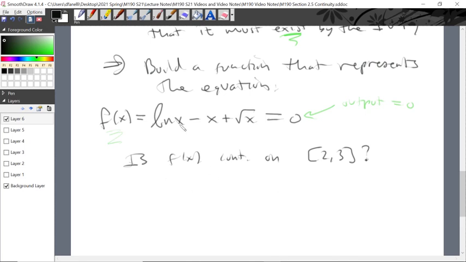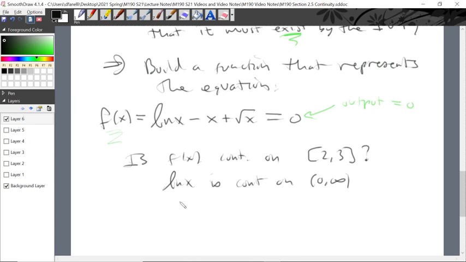Well, the function is built up out of a sum and a difference of 3 different pieces. We have the natural log of x. The natural log of x is continuous on the interval from 0 to infinity, and that includes the closed interval 2 to 3. So therefore the natural log of x is certainly continuous on the interval from 2 to 3. That is within its domain.